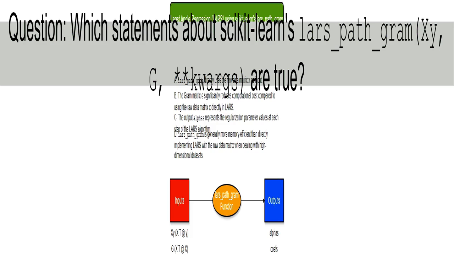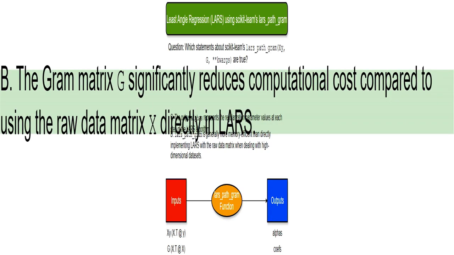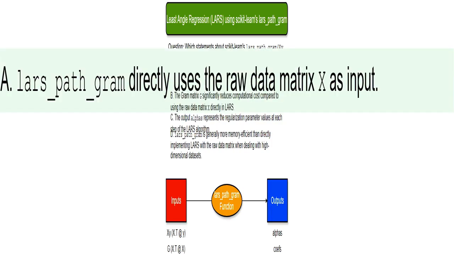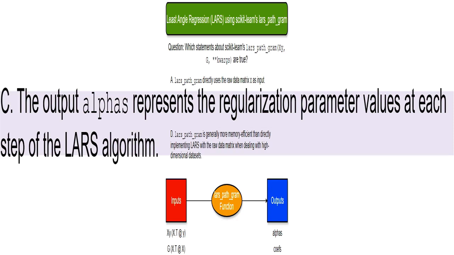lars_path_gram does not use the raw data matrix directly. I use the pre-computed gram matrix and XY. This is true, because I avoid repeatedly handling the large raw data matrix. I am significantly more efficient. Absolutely true. I calculate XX and XY beforehand. This avoids expensive calculations during the main algorithm. That's correct. Alphas gives me a sequence of regularization parameters.